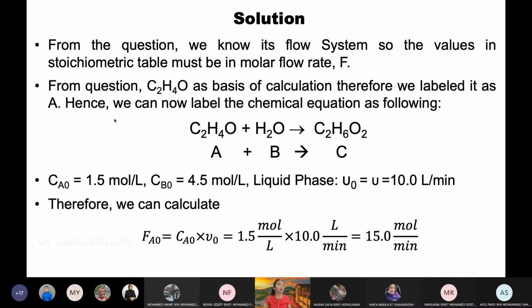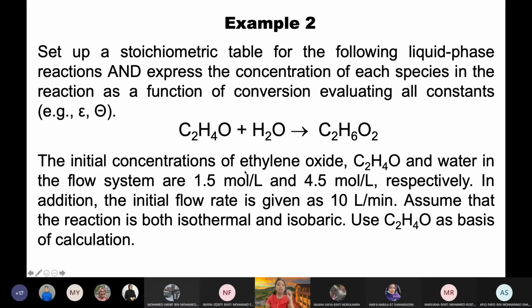So kalau kamu tengok soalan, tak ada satu pun nilai yang ada unit mole per time. Mole per liter ada, liter per minit ada, mole per volume ada, volume per time ada, tapi tak ada mole per time. So kamu tahu kalau selagi kamu tak ada nilai yang ada mole per time, kamu jangan buat table tu. Confirm table tu salah. So how do we do this?